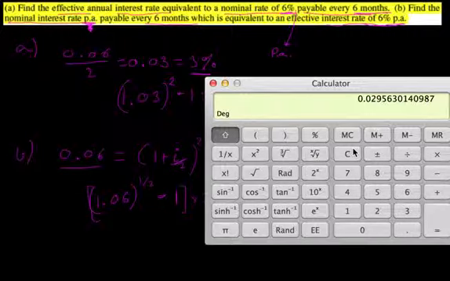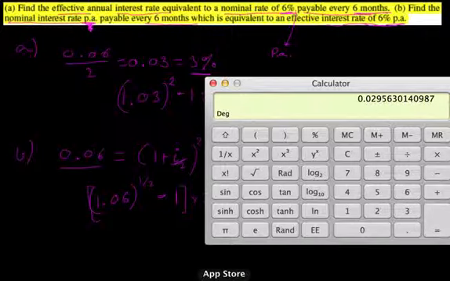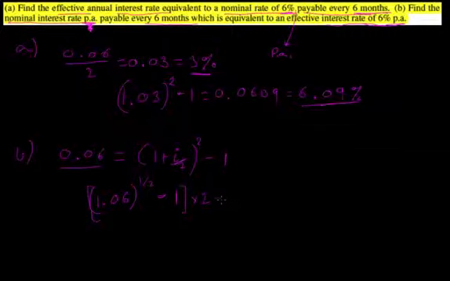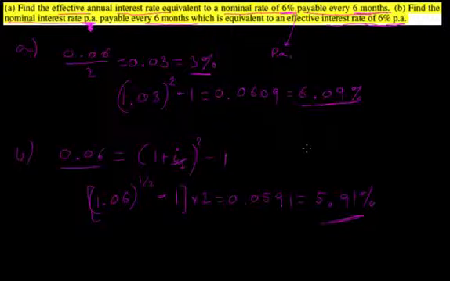It looks to be almost 3%, but we want to know the nominal interest rate per annum, and this is a nominal interest rate half yearly. And so then we'll just multiply it by 2, and then we get 5.91%. 5.91, exactly the way we want it. And that's how you solve the problem.